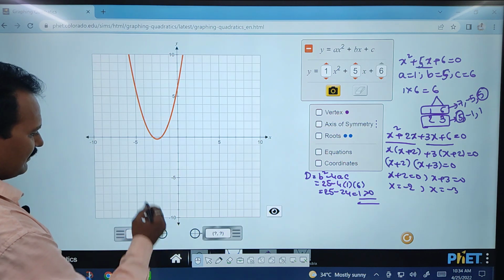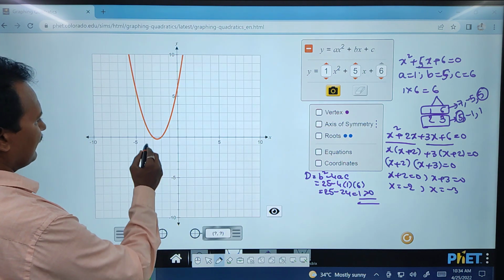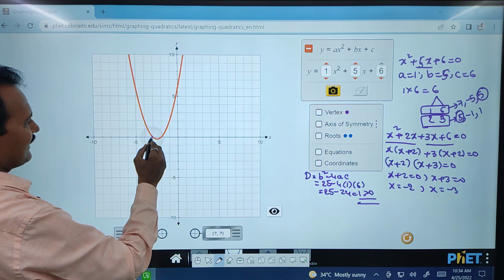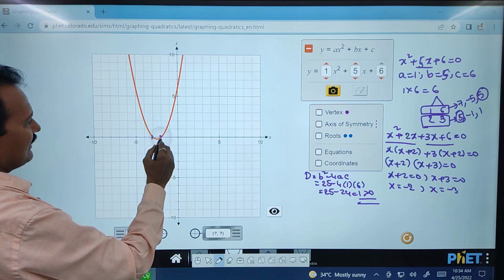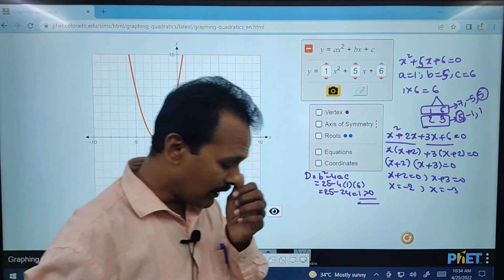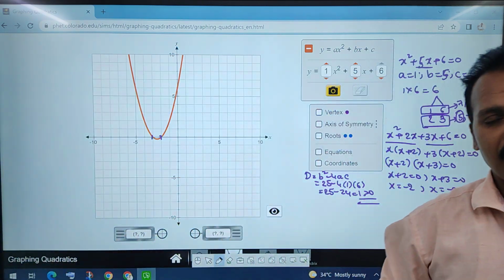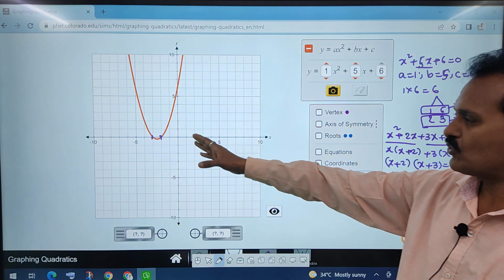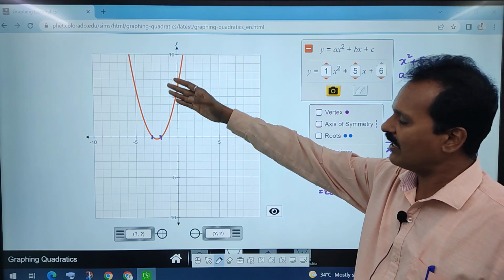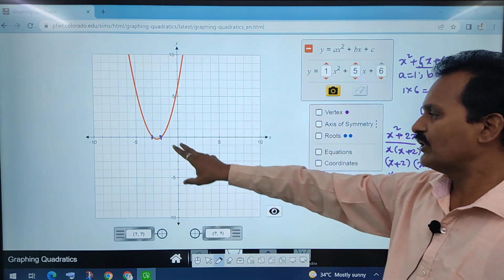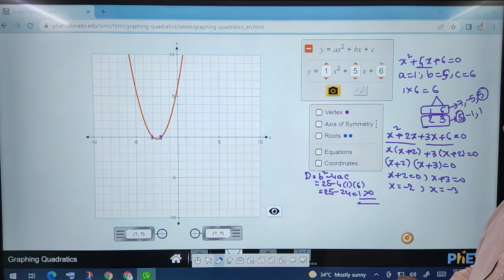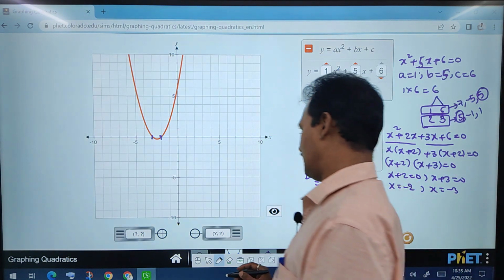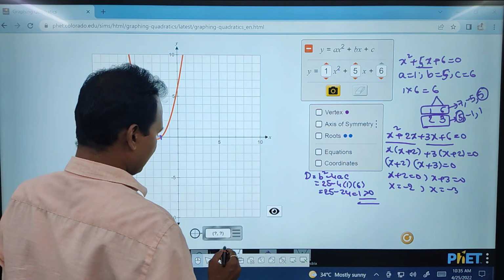If you observe this, this parabola graph is intersecting the x-axis at this point and this point. Where it touches or cuts the x-axis, we call these the roots of the solution. So these two will be the roots of the equation. What are the roots? You will get minus 2 and minus 3.